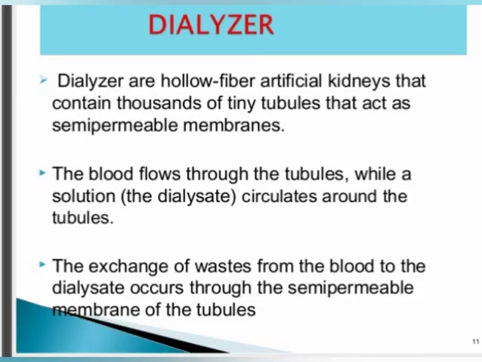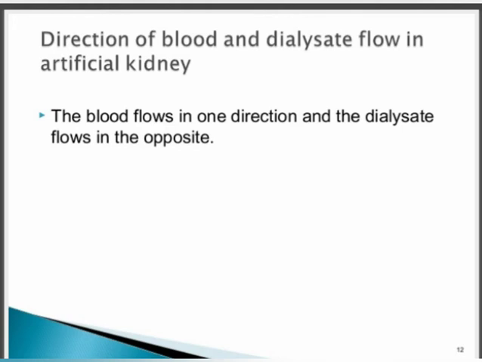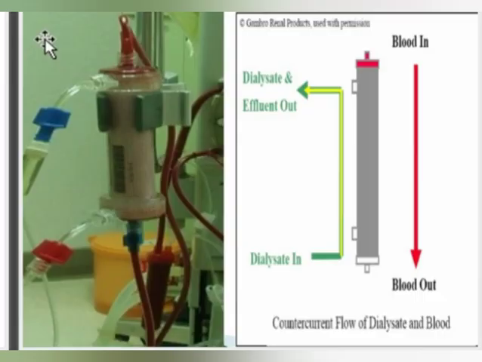Dialyzers are hollow fiber artificial kidneys that contain thousands of tiny tubules that act as a semi-permeable membrane. The blood flows through the tubules while the solution, the dialysate, circulates around the tubules. The exchange of substances from the blood to the dialysate occurs through the semi-permeable membrane of the tubules. Directions of blood and dialysate flow in an artificial kidney. The blood flows in one direction and the dialysate flows in the opposite direction. This is the dialysis machine.